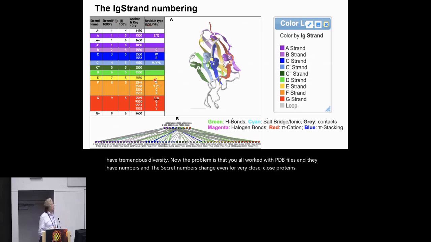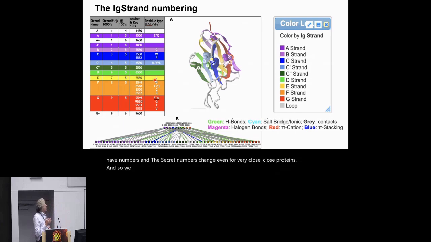And so we followed more the approach of the Ballesteros-Weinstein numbering in GPCRs, where they actually zoom in on anchors in the particular secondary structure elements, these anchors being the most conserved residues in terms of sequence. But with the IG, the variation is such that you cannot do that. So we focused on defining anchors structurally.